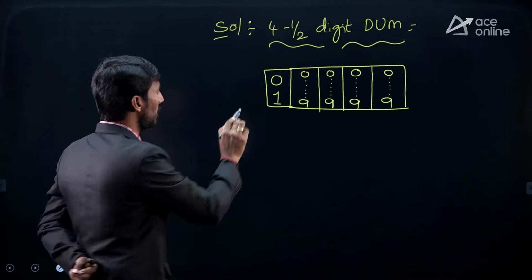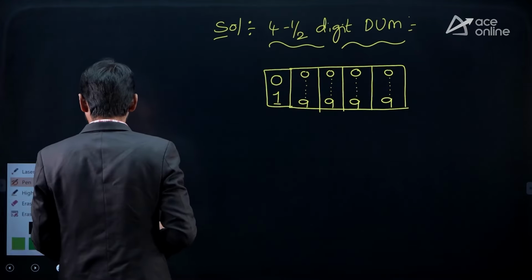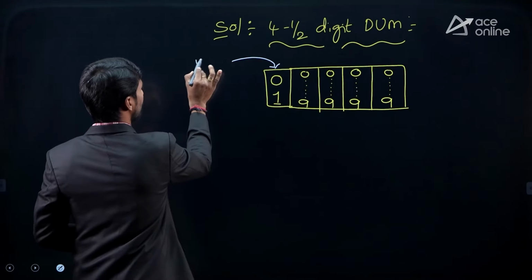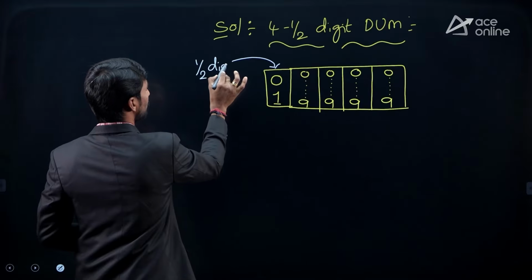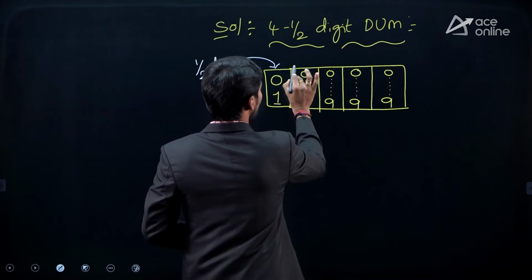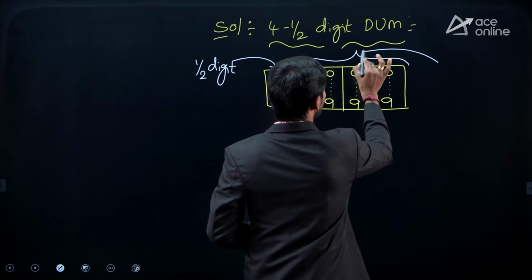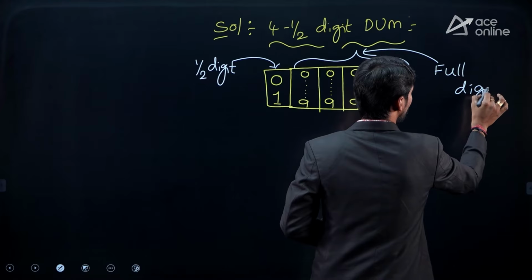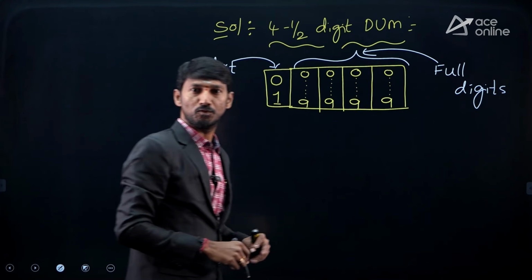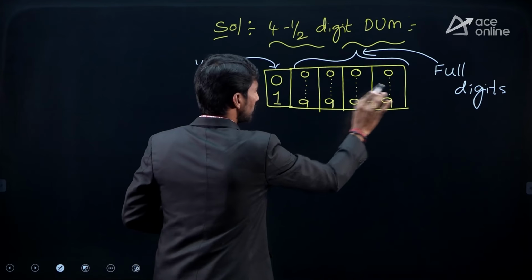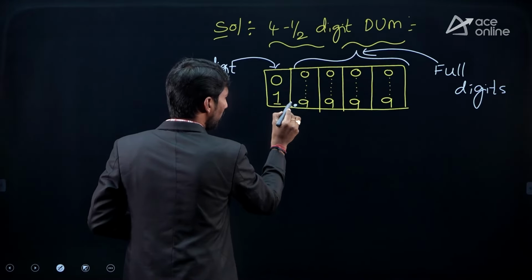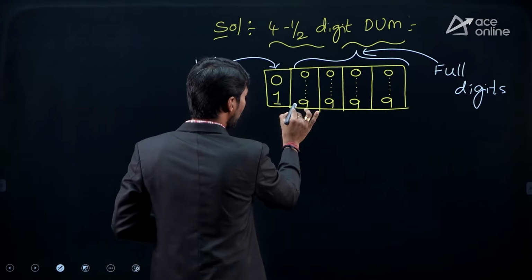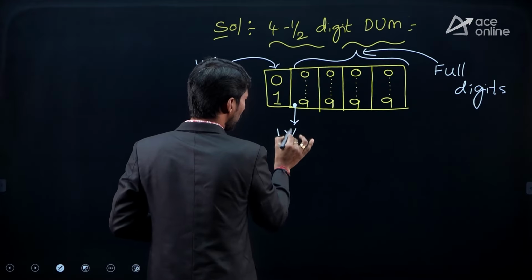Simple concept I am revising. So 0 or 1. So this is called 4.5 digit. I am writing here, this digit is called a half digit, and these digits are called full digits. Okay, right. Now, sir, in this, here the decimal point will be taken. Here the decimal point will be taken. This decimal point is related to the 1 volt range.